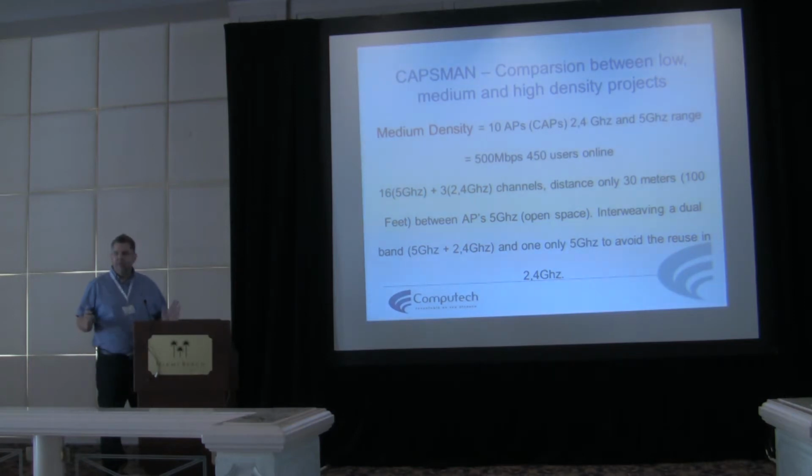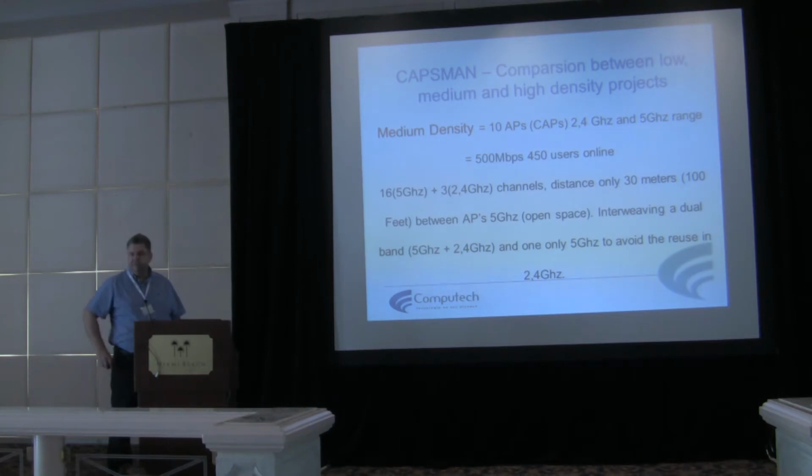Medium density, as I told you, for me is the best combination for today because you don't have to spend much budget and you have more capacity than only using the low density. Using 10 APs, for example, 2.4 and 5 gigahertz, you can reach 500 megabits and 450 users online. 400 megabits, it's too much, even for a big event.